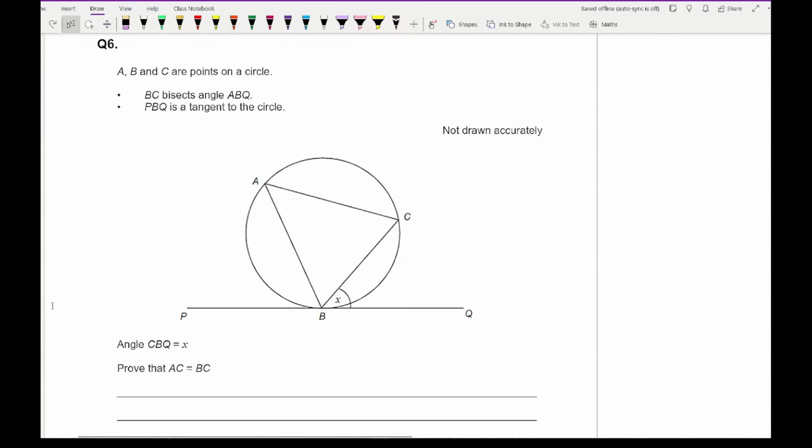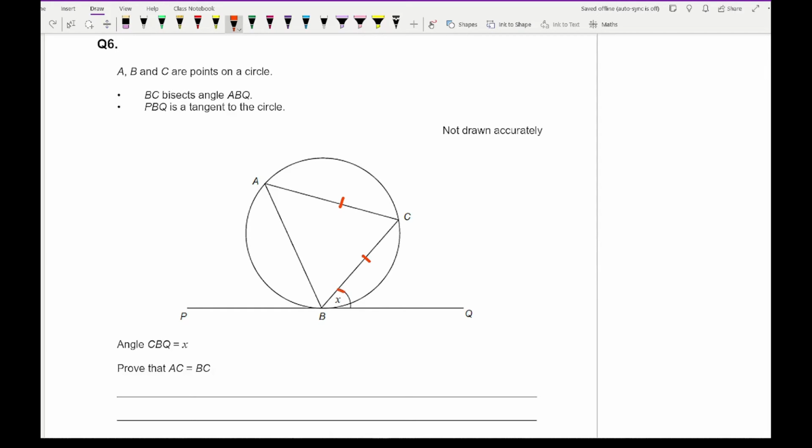Then moving on to question 6, it says A, B, C are points of the circle. BC bisects the angle ABQ and PBQ is a tangent to the circle. It says that angle CBQ equals X, and we need to prove that A to C is equal to B to C. So we just need to show that this is an isosceles triangle with those 2 sides being the same. So how do we do that? Well, okay, let's have a look. We've got no numbers to work with.